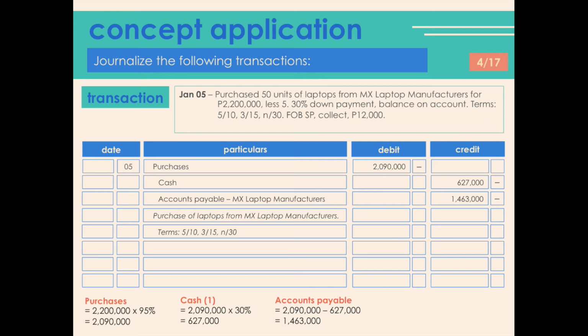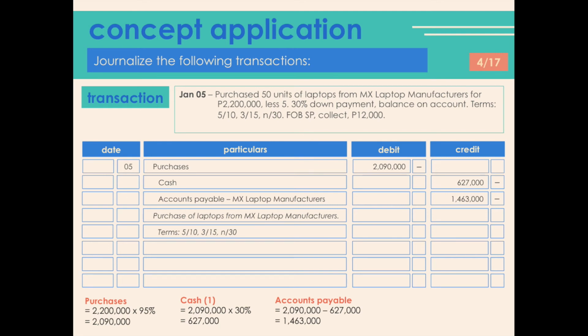It says here that MX Laptop will be providing a 5% trade discount to the total of 2,200,000 pesos. To compute for the invoice price, we simply multiply 2,200,000 pesos by 95%, which equals 2,090,000 pesos. It says here that the company paid 30% down payment, so we credit cash for 30% of 2,090,000 pesos or 627,000. Then we credit accounts payable MX laptop manufacturers for the remaining unpaid balance of 1,463,000. But we're not done yet.